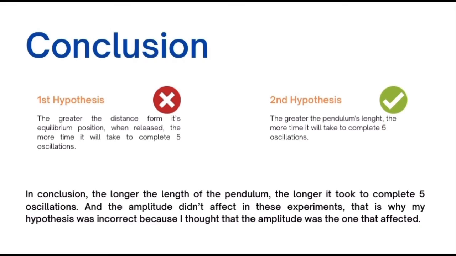In conclusion, the longer the length of the pendulum, the longer it took to complete 5 oscillations, and the amplitude didn't affect the results in these experiments. That is why my hypothesis was incorrect, because I thought that the amplitude was the one that affected it.